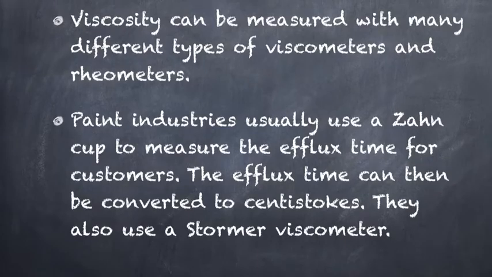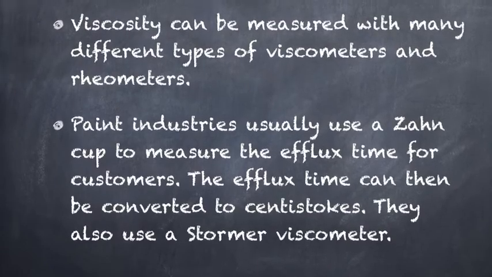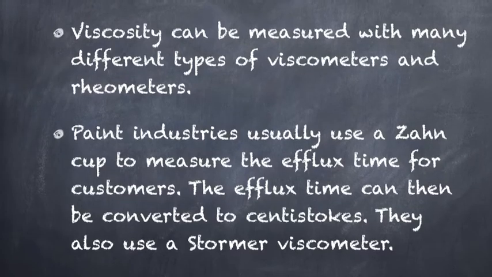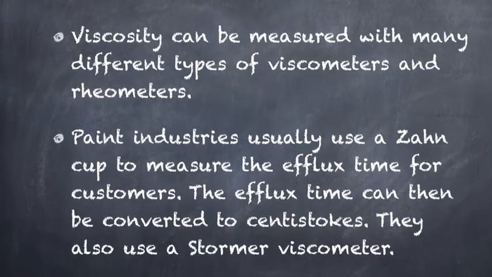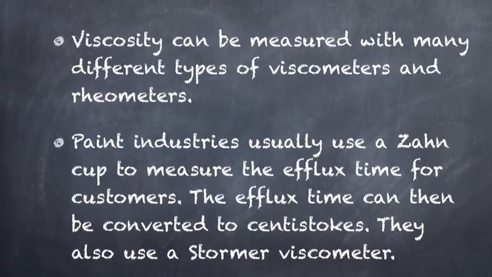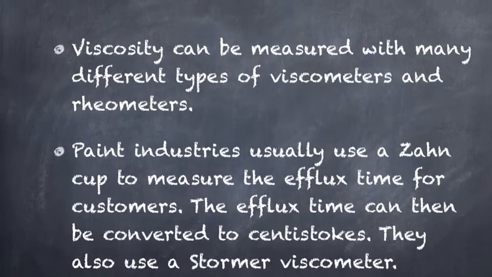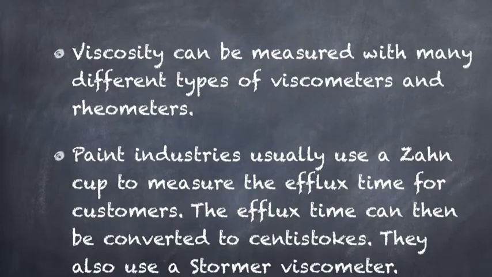Viscosity can be measured with many different types of viscometers and rheometers. Paint industries usually use a Zahn cup to measure the efflux time for customers. The efflux time can then be converted to centistokes. They also use a Stormer viscometer.